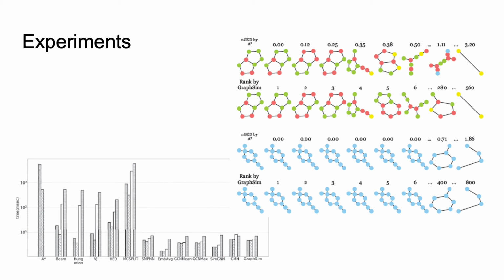On the lower left part of the slide, I show the running time of different algorithms. As you can see, GraphSim has comparable running time to other neural network-based solutions, and is much faster than the search-based algorithms, and also much faster than the A star algorithm.